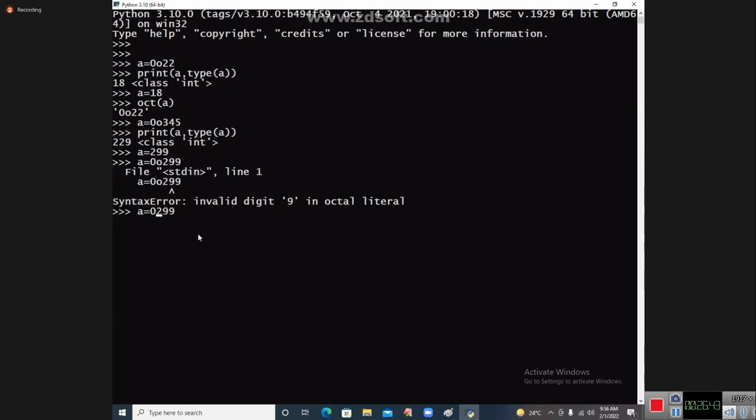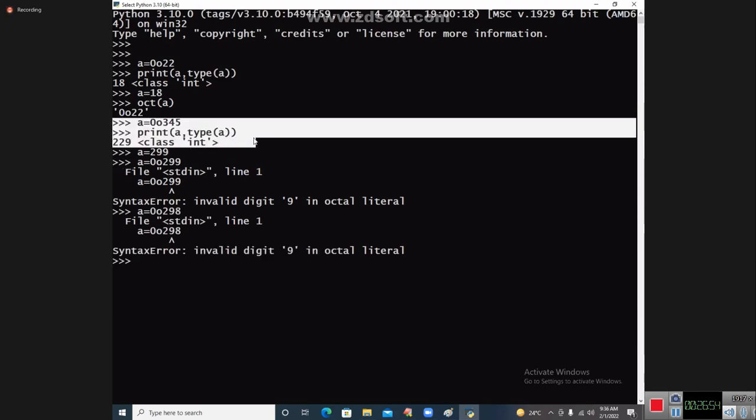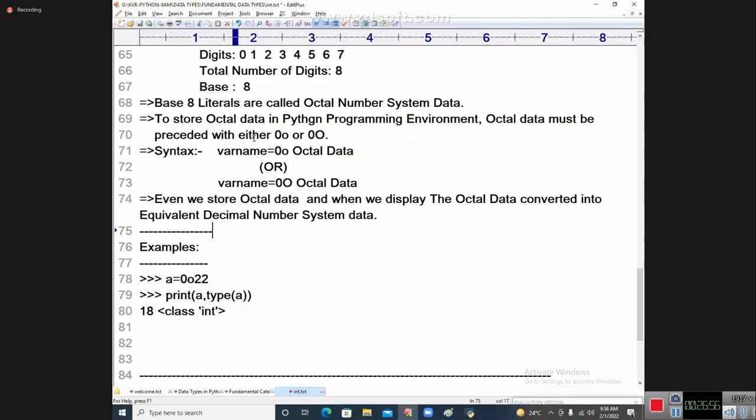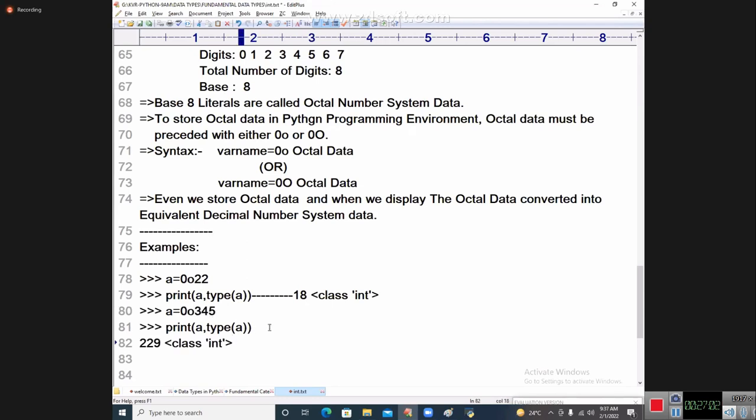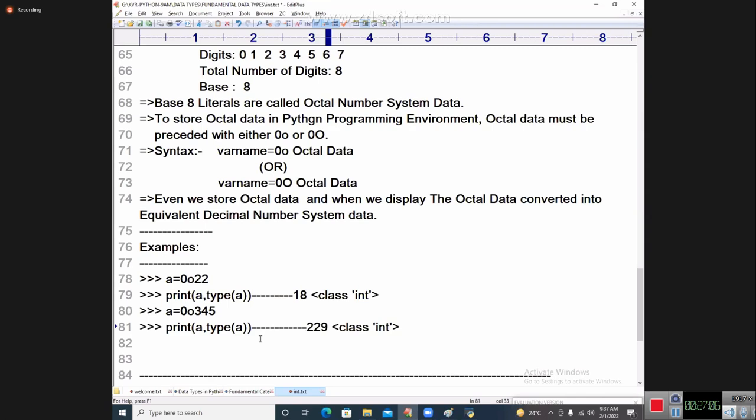If you take a 0, 298 is also invalid. So these are called invalid literals. So let us take this example. Already you are aware of this. So it is going to contain this type of information, right?